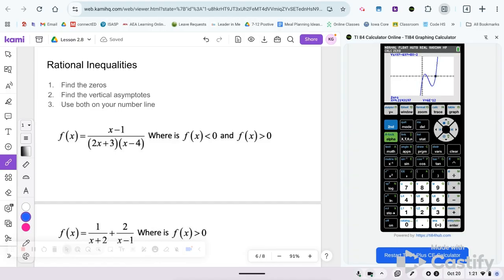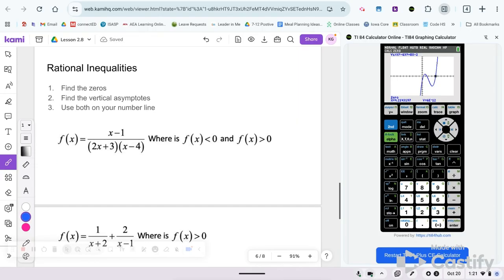On this one, for rational inequalities, I need to find the zeros and the vertical asymptotes, and then use both on the number line. So, for the vertical asymptotes, remember we need to solve the denominator for 0. So I have 4 and negative 3 halves.